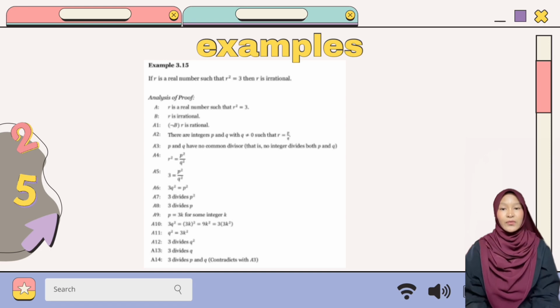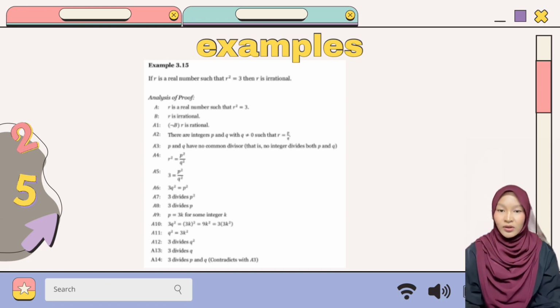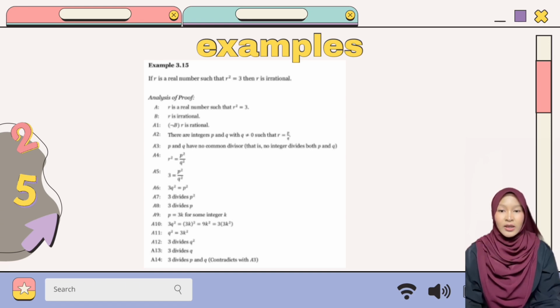Example 1. We assume to the contrary that R is a rational number of the form R equal to P over Q, where P and Q are integers with Q not equal to 0, and that R squared equal to 3. Furthermore, it can be assumed that P and Q have no common divisor. It follows that 3 equal to P squared over Q squared, or equivalently 3Q squared equal to P squared. Since 3 divides P squared, it follows that 3 divides P.